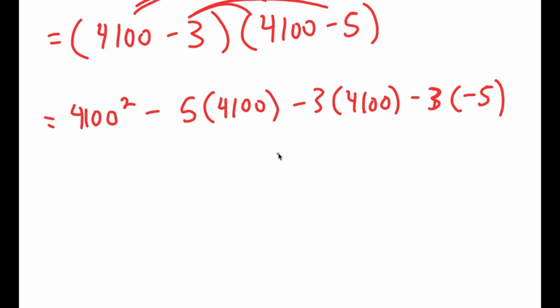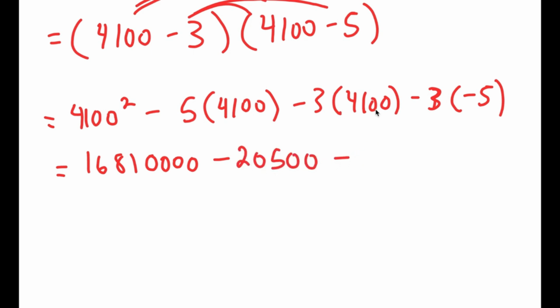So now, 4,100 squared is equal to 41 squared plus 4 zeros. 41 squared is 1,681, so I'm just going to add 4 zeros to the end there. And then minus 5 times 4,100, I can just say this is 5 times 41, which is 205, and then add 2 zeros. Minus 3 times 4,100, which is 123, and I can add 2 zeros. Minus 3 times negative 5, which is positive 15.